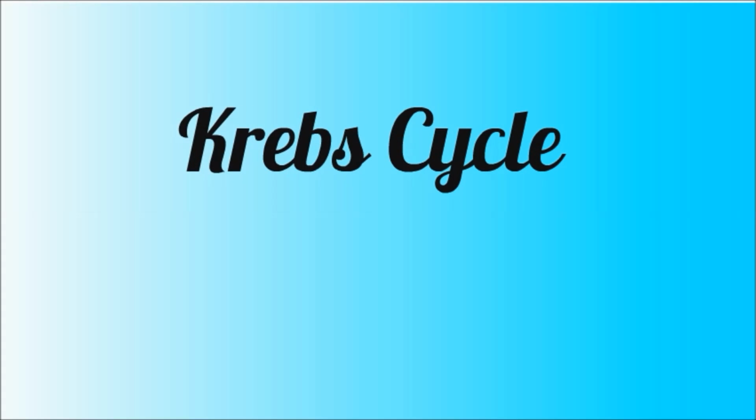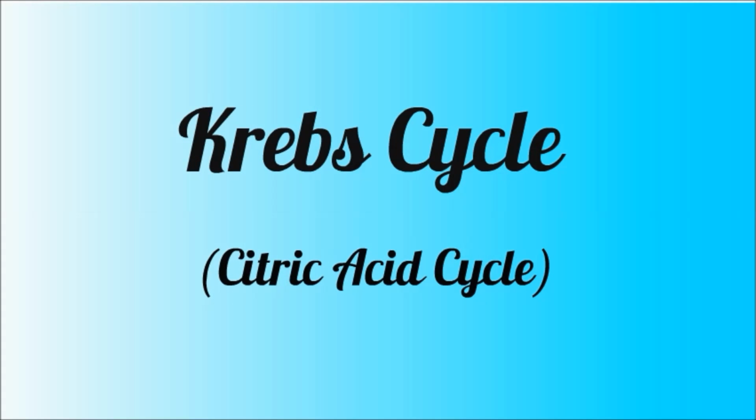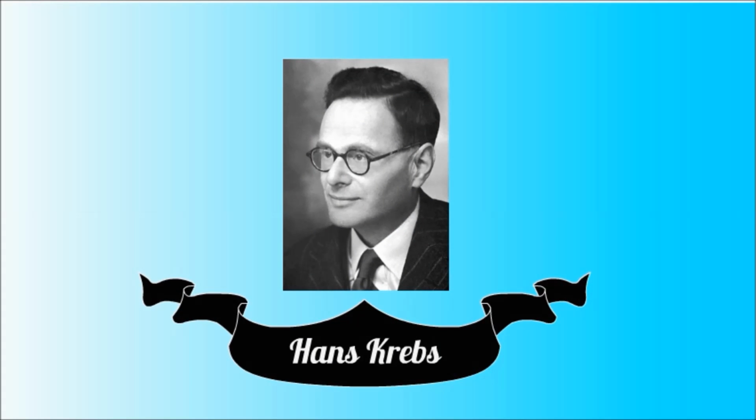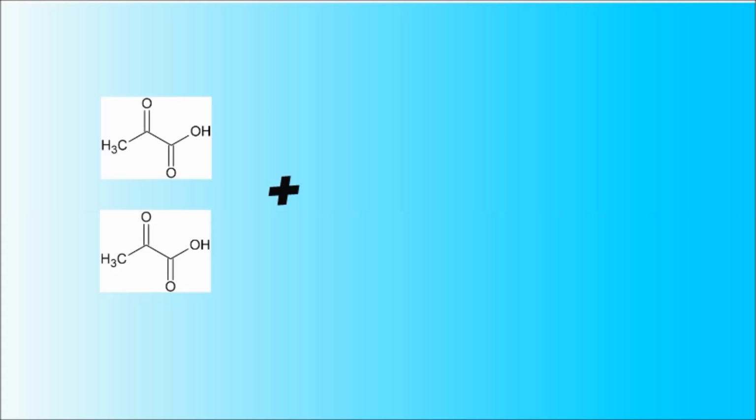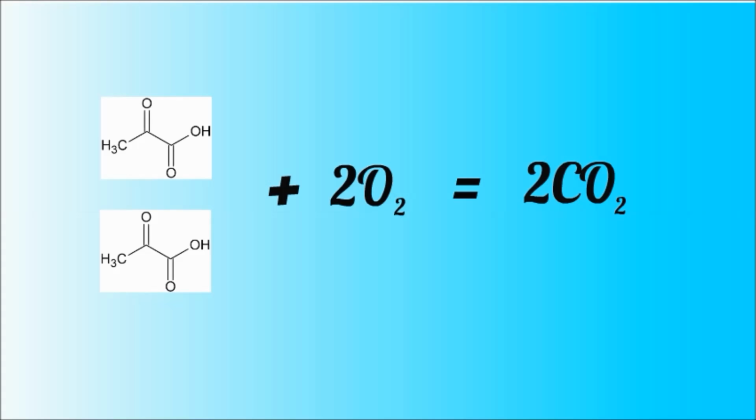The next step of cellular respiration is the Krebs cycle, also known as the citric acid cycle. The Krebs cycle was named after Hans Krebs, the guy who discovered it. Remember those 2 pyruvic acids that we got from glycolysis? Remember how I said we'd be using them later? Well, we're using them. Welcome to later. The 2 pyruvic acids combine with 2 molecules of oxygen, which we breathe in, to create 2 molecules of carbon dioxide, which we breathe out. This makes a nice little system.